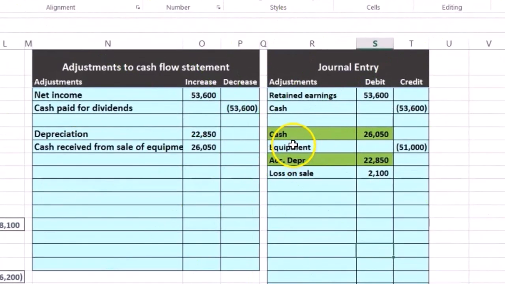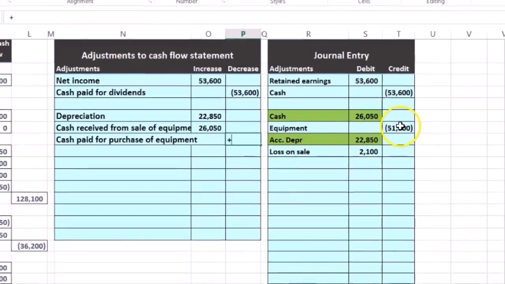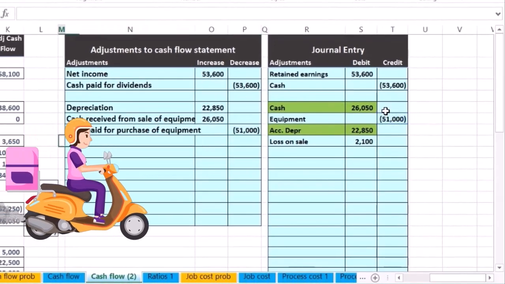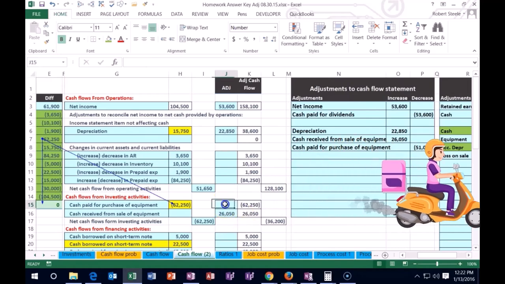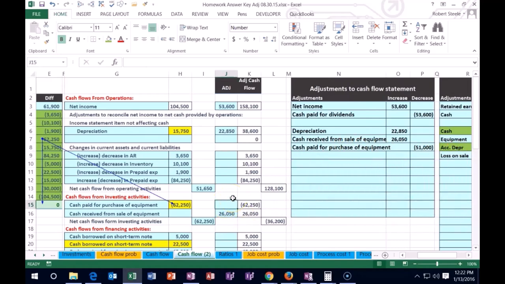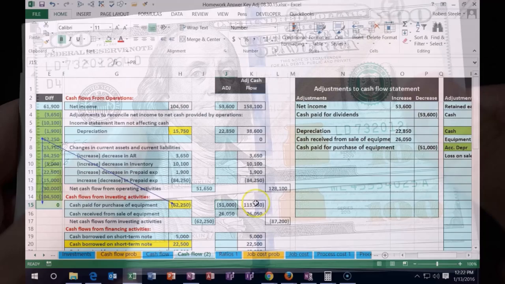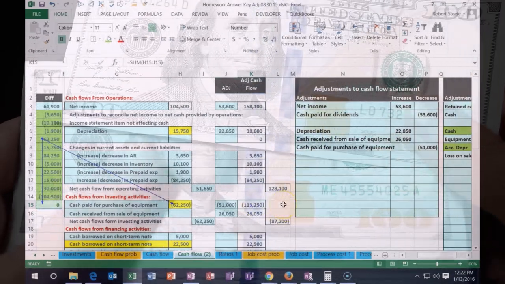So this equipment account, we are going to post here. We're going to call it cash paid for the purchase of equipment. That's going to be this negative number. And I'm going to put that on our flow statement in the adjusting section. We're going to put it right here. And I'm going to say this equals that 51. And that makes this a little too large for my cells. Okay, so that means that this is going up to 113.